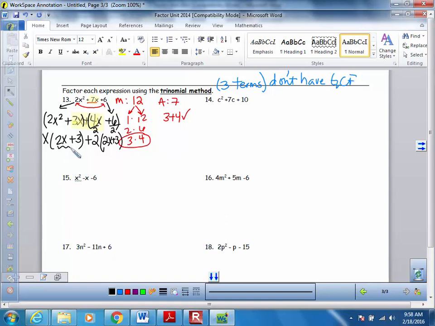Now, if I'm looking at my parentheses, these match. I have 2x plus 3 in both, so that means everything outside of the parentheses we write in 1, so x plus 2, and then we bring down our matching parentheses, 2x plus 3.